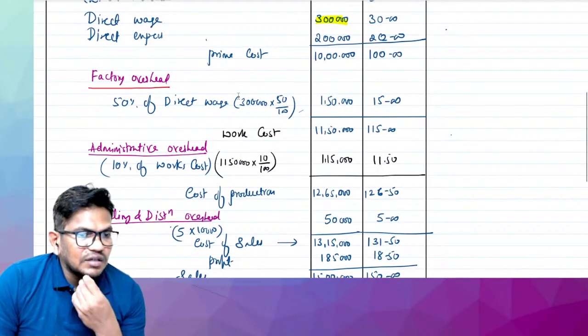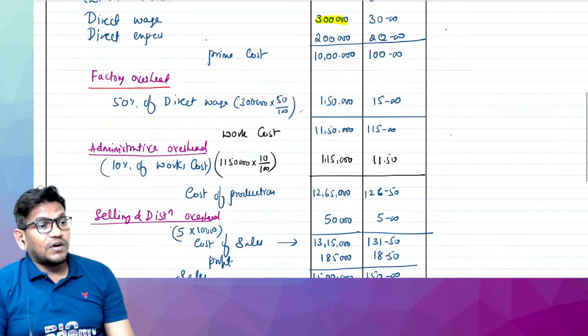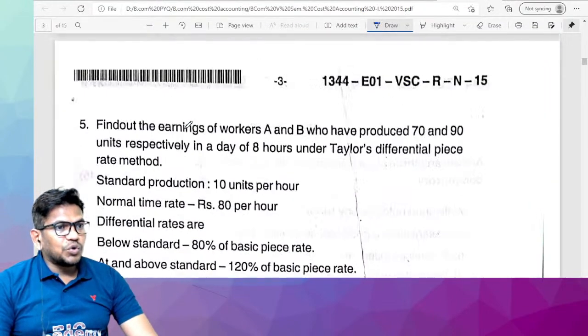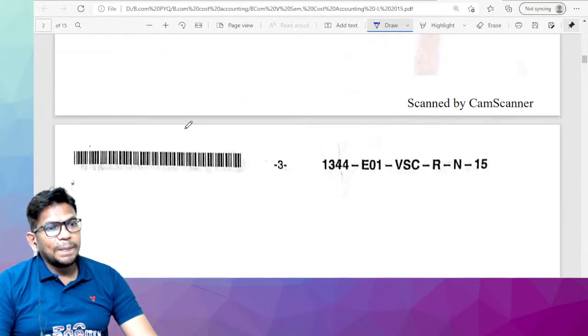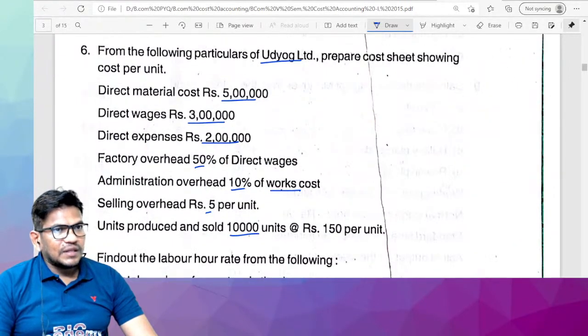Understood, guys? Yes or no? Tell me fast. Can you solve the next? So this was a question they have asked in 2015. Look at this, it was asked in 2015. Let's go to the next.